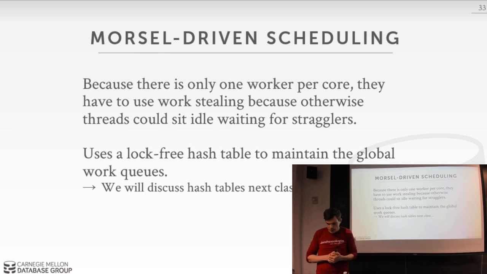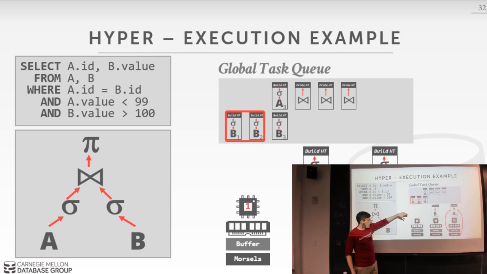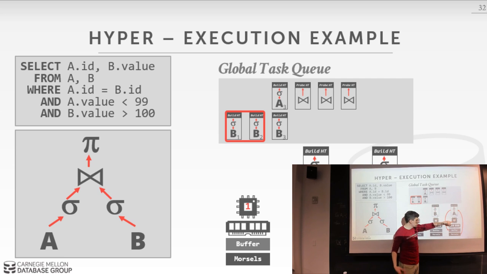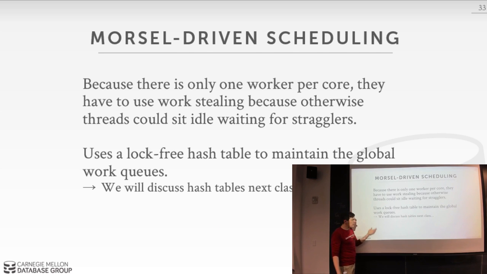Okay, so just to reiterate what's going on: since there's only one worker per core, they have to use work stealing. Otherwise, if this guy's not allowed to steal work, then this core is just sitting idle, because only socket 3 can process any task that operates on a morsel local to it. Without work stealing, this thing would be idle. So the way they resolve that is to allow you to jump to the queue. If you don't see anything that you can process locally, then you try to get something that is remote. That's better than doing nothing. And as I said, they maintain a lock-free hash table as the work queue that everybody's pulling from. But we'll discuss hash tables in Wednesday's class.